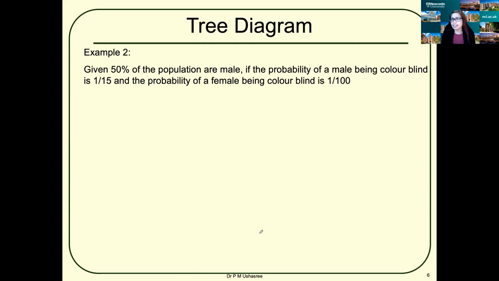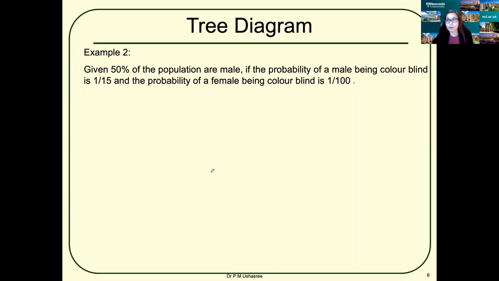A real life problem. Given 50% of the population are male, if the probability of a male being colorblind is 1 over 15, what is the probability of a female being colorblind? No, not what is it. The probability of a female being colorblind is 1 by 100. Sorry, guys. It is 1 by 100.